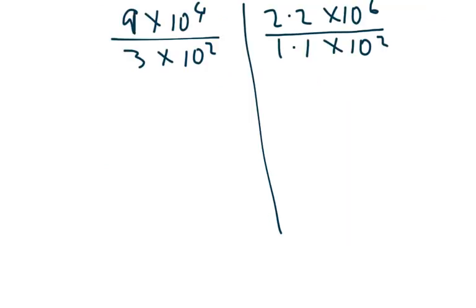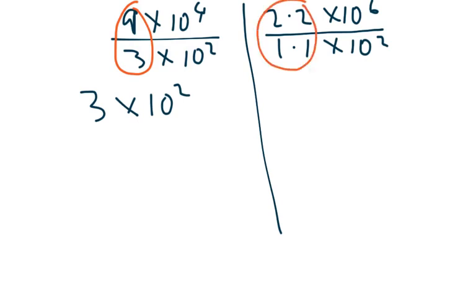Okay, some division. Now, in this case, I'm going to divide 9 divided by 3, which is going to give me 3. And then 10 to the power of 4 divided by 10 to the power of 2 is equal to 10 to the power of 2. It's that easy. In this case, over on the right-hand side, 2.2 divided by 1.1 is equal to 2. And then 10 to the power of 6 divided by 10 to the power of 2 is equal to 10 to the power of 4.